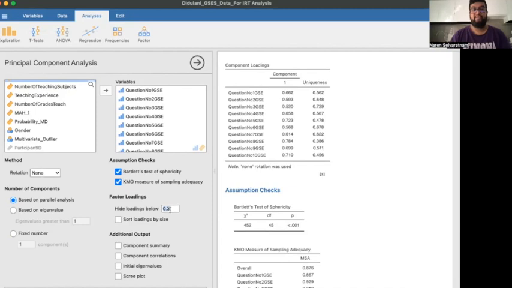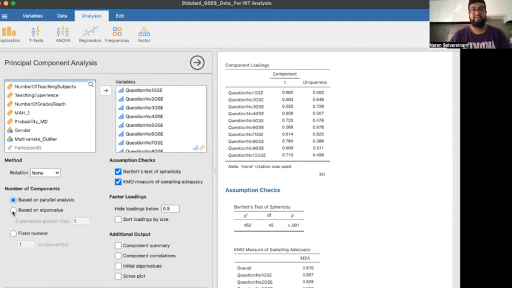I'm going to actually increase this to 0.5 because I need better loadings. Let's see whether my items are still going to be here. Yes, see, even if I tell Jamovi to hide my loadings below 0.5, still these items are well represented under this main component. Why? Because all my loadings are more than 0.5. So this is a pretty good solution.